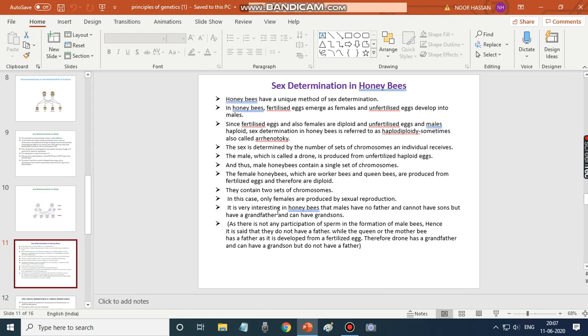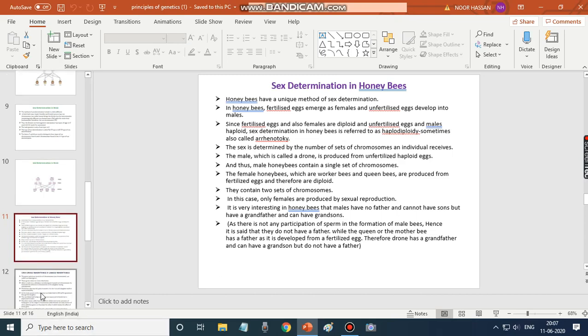I am repeating. In honeybees, males have no father and cannot have sons, but have a grandfather and can have grandsons. So for this problem, a solution is also given. It's not so important. If you want, please go through it. So we shall move on to the next slide.